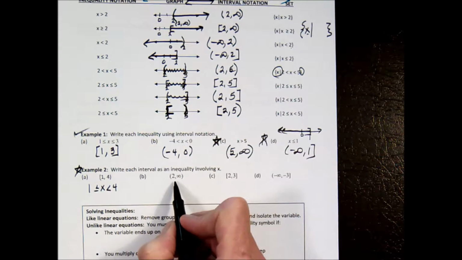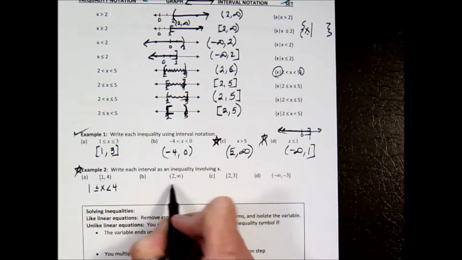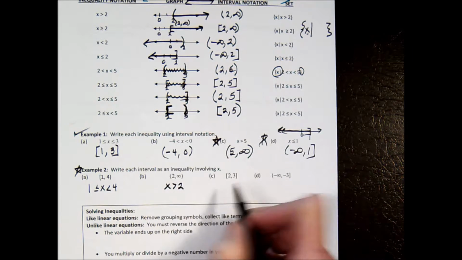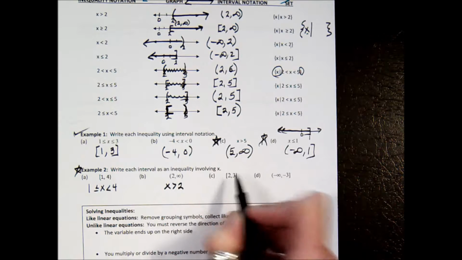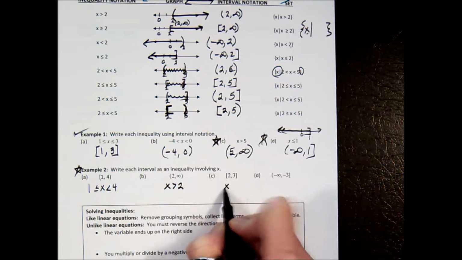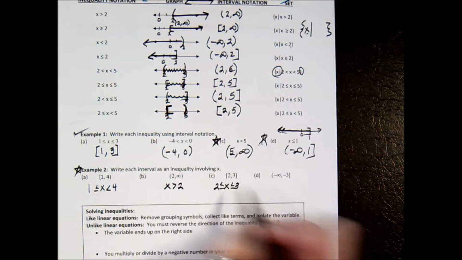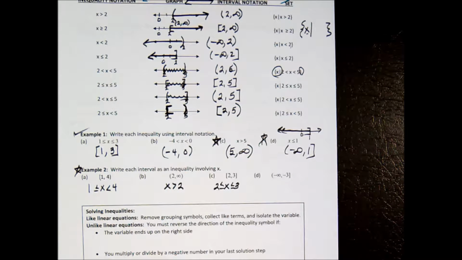Here we have 2 to infinity. So what does that mean? It means x is greater than 2, not or equal to. Here it's bound by 2 and 3. X is in the middle, 2 is here, 3 is here. It is inclusive, so we have or equal to.